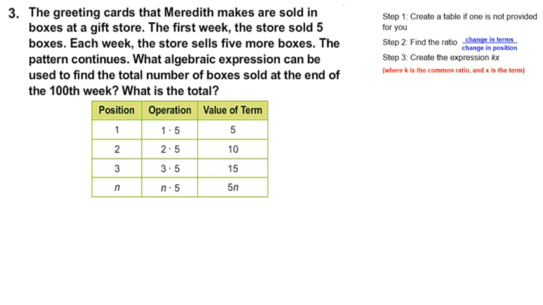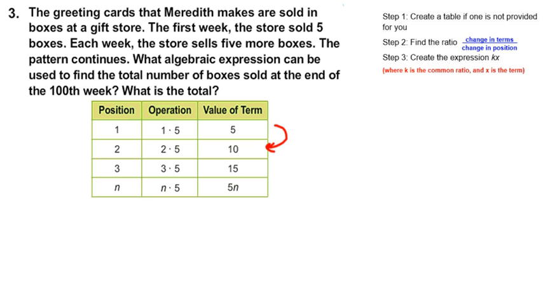All right. So here's example 3. The greeting cards that Meredith makes are sold in boxes at a gift store. The first week the store sold 5 boxes. Each week the store sells 5 more boxes. The pattern continues. What algebraic expression can be used to find the total number of boxes sold at the end of the 100th week? So here they gave you a table, which is really nice. So in the first week they sold 5, and in the second week they sold 10, and in the third week they sold 15. So we're going to have to find the change in the value of the term, and then the change in the position.